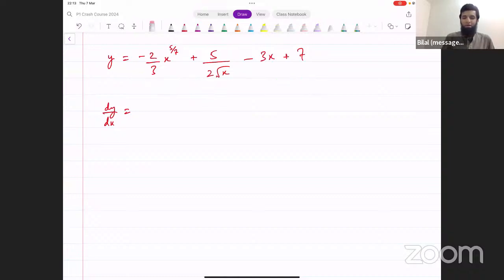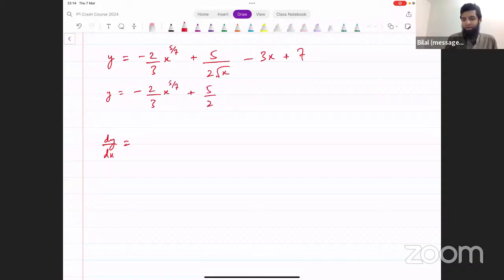Okay? Let's look at the derivative of this first. In fact, before we do that, let's convert all terms to standard form first of all. The second term in particular is not in standard form. So we can write that in power form first. 5 over 2 remains as it is. Bring x to the numerator. Its power is going to be minus 1 over 2, right? In the denominator, it was plus 1 over 2. When it comes to the numerator, it becomes minus 1 over 2. Then we have minus 3x and plus 7.